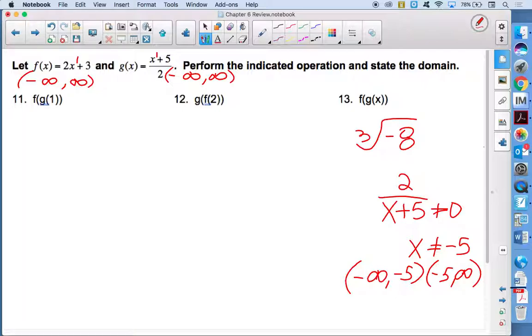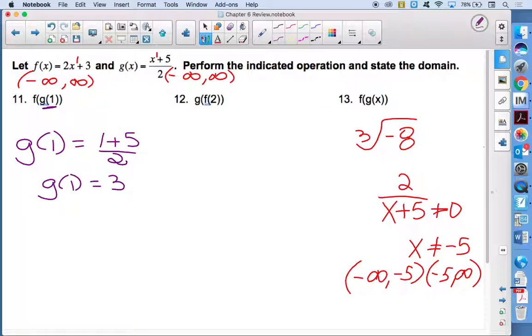So number 11 says f of g of 1. If you look in the middle, starting on the inside of the parentheses and working your way out, g of 1, what does that mean you're supposed to do for g of 1? David? Plug a 1 in for x. So up here it says x plus 5, so that's 1 plus 5, divided by 2. So David, g of 1 is 3, yeah, because you've got 6 divided by 2, so you get 3.